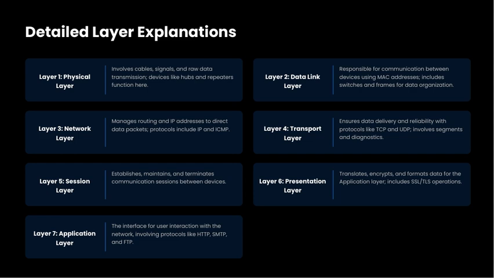Finally, at the top, we have the application layer. This is where user interactions happen directly. It provides the network services we use daily, like browsing websites, sending emails, or transferring files.